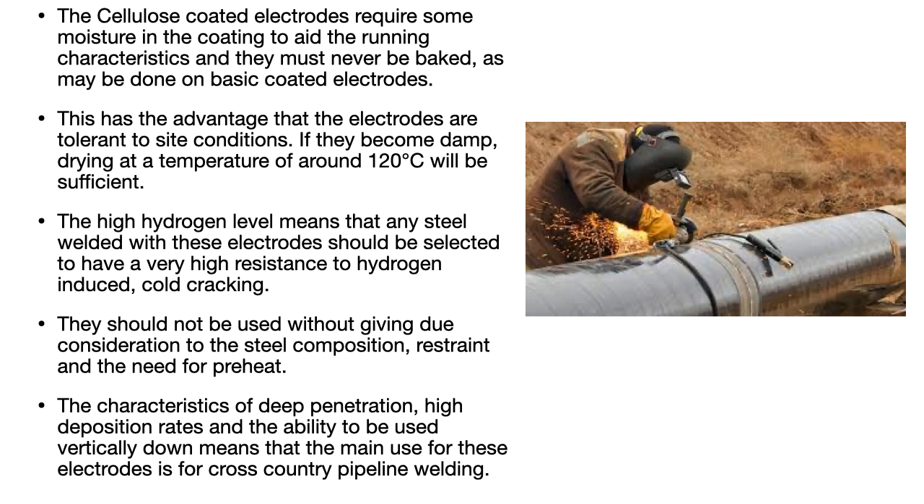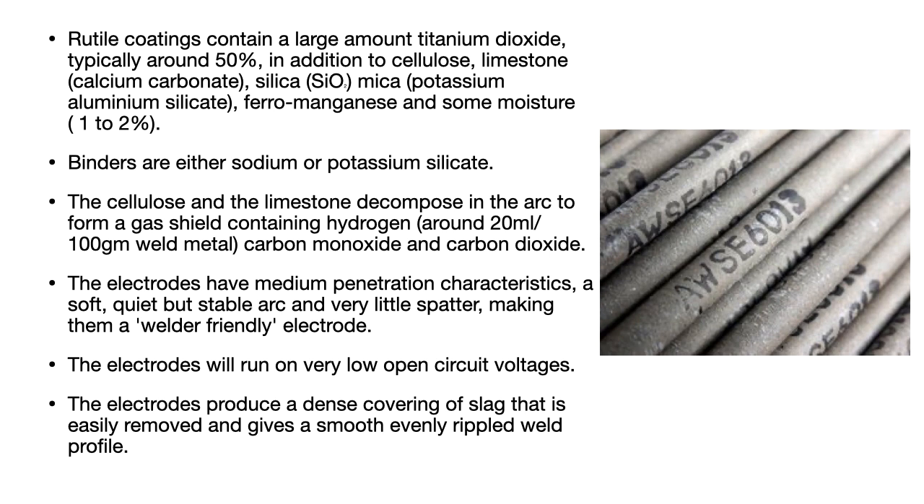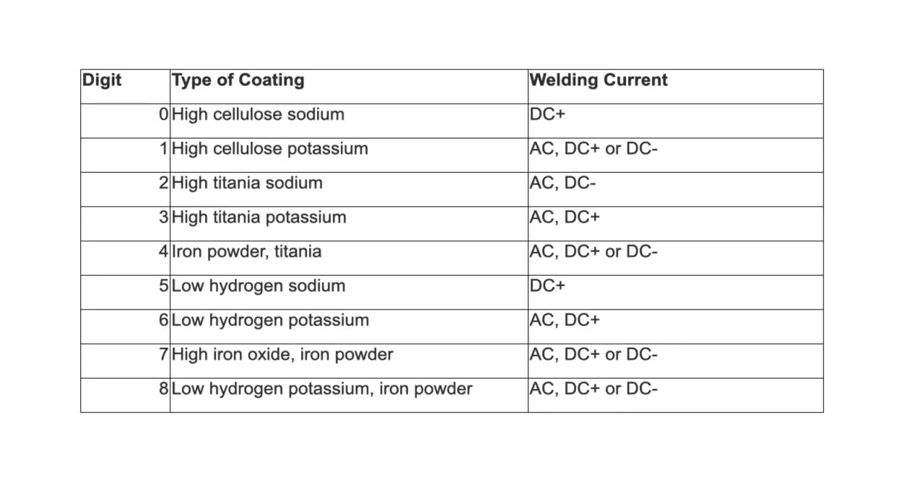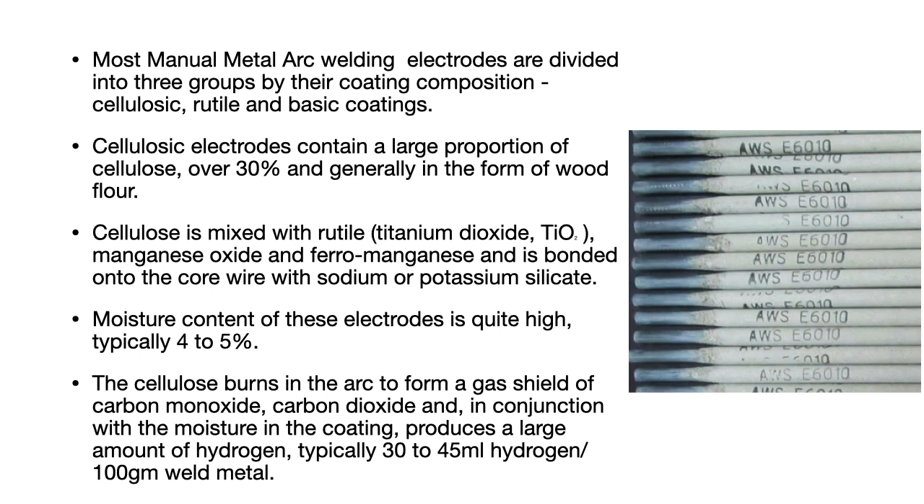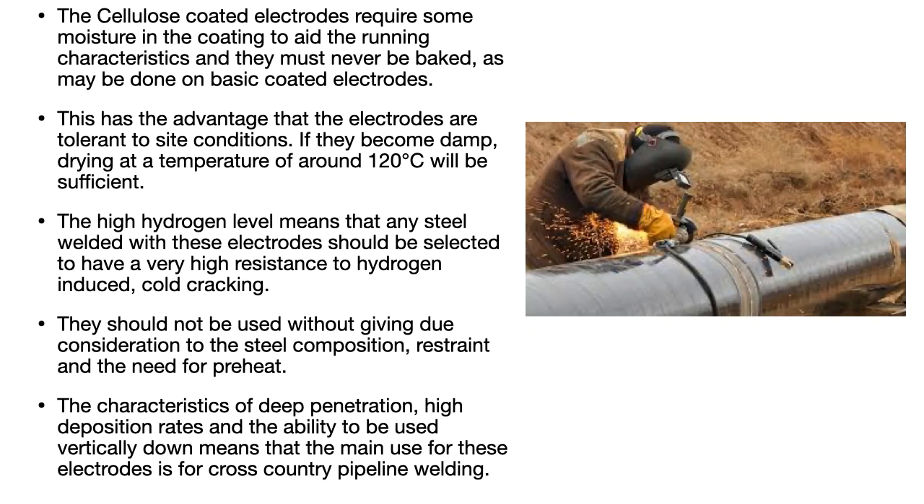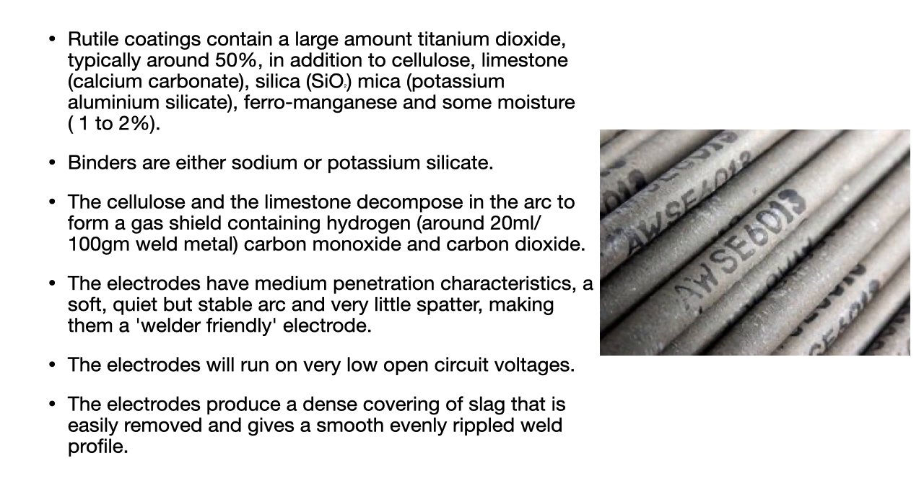So we will move on to the next type of electrode. These are basically rutile electrodes, which I have told here. From 2, 3, and to an extent 4 will have this rutile content in them. Rutile electrodes contain a large amount of rutile. Rutile is basically titanium dioxide. About 50% of the fluxes will be rutile.